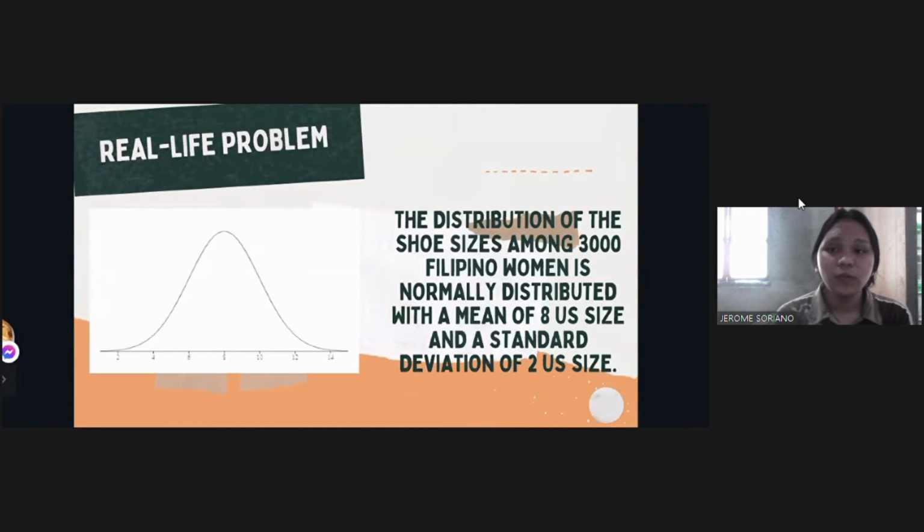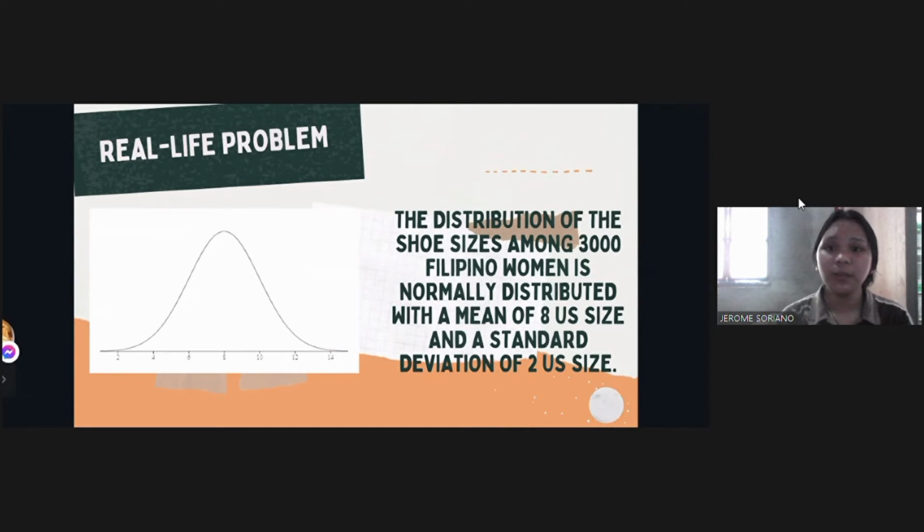So let's move on to our real-life problem. The distribution of the shoe sizes among 3,000 Filipino women is normally distributed with a mean of 8 US size and a standard deviation of 2 US size. As you can see on the left side of the presentation, we have our graph, and this graph will be used in the following solutions.